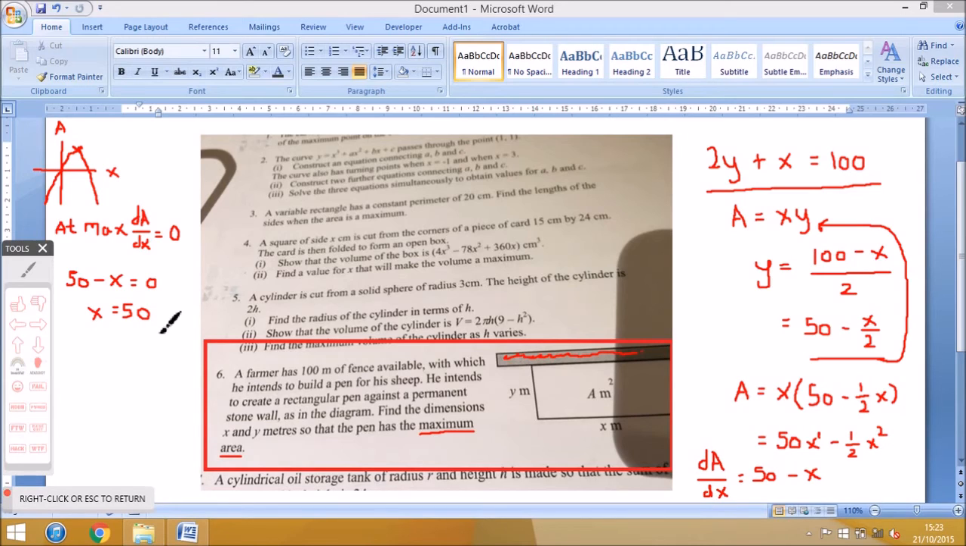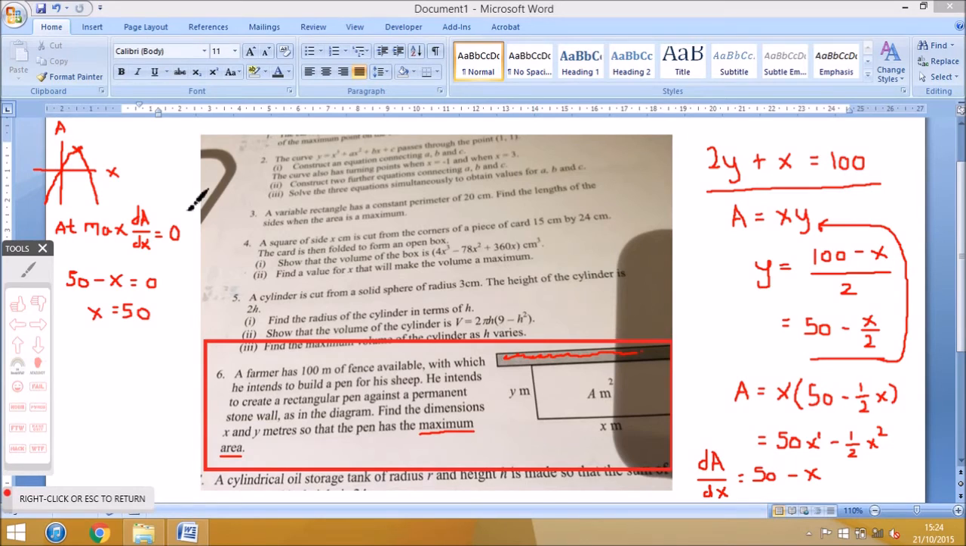Okay, so remember, when you take the first derivative, it doesn't necessarily tell you whether it's a minimum or a maximum. It's only because I've actually drawn this graph out here that you can see clearly, based on this function, A = 50x − ½x², there can only be one stationary point, and that is of course a maximum.